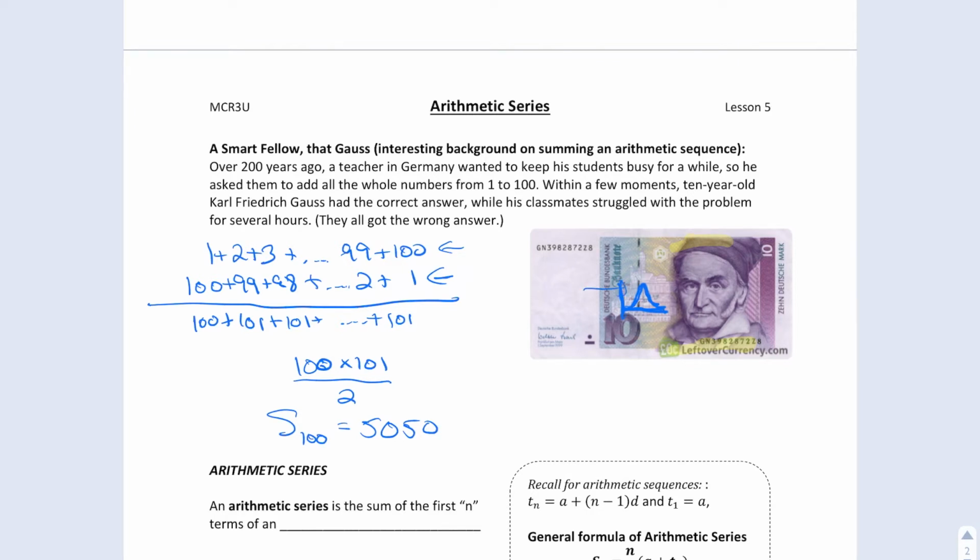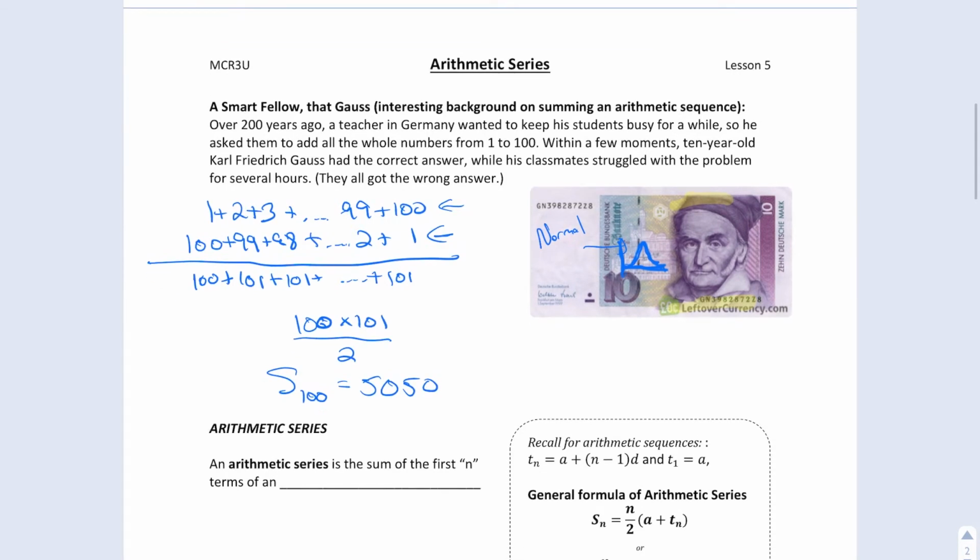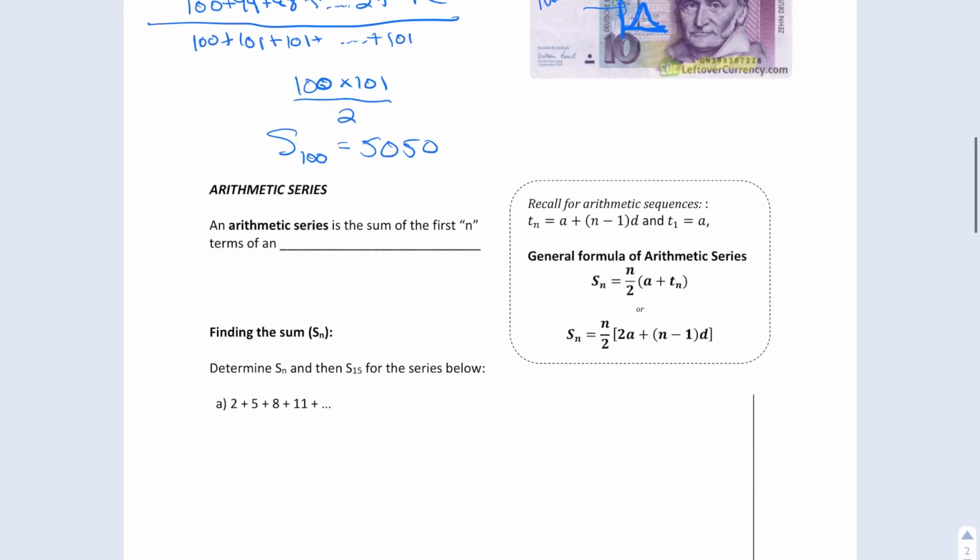And eventually he went on to, and this is the old German Deutschmark here, he added things into stats like the normal distribution, also the Gaussian distribution. And if you go on in math, you'll learn a bit more about them. This was just over a couple hundred years ago. Anyway, a little story time.